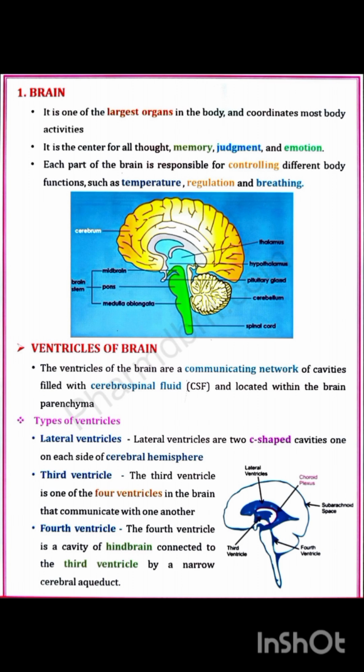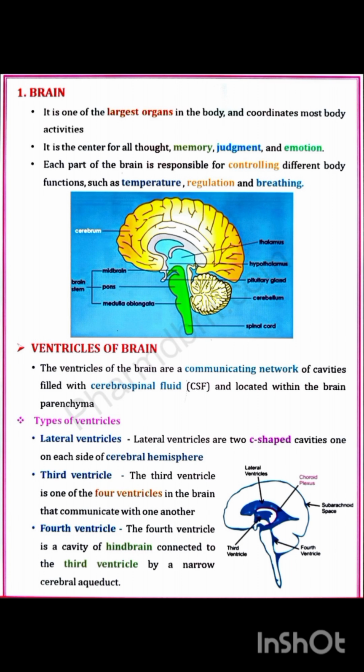breathing. Ventricles of the brain. The ventricles of the brain are a communicating network of cavities filled with cerebrospinal fluid, also known as CSF, and located within the brain parenchyma. Types of ventricles. Lateral ventricles. Lateral ventricles are the two C-shaped cavities, one on each side of the cerebral hemisphere.